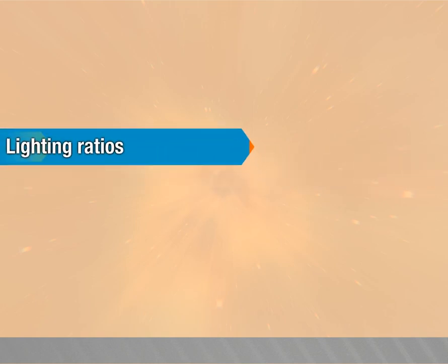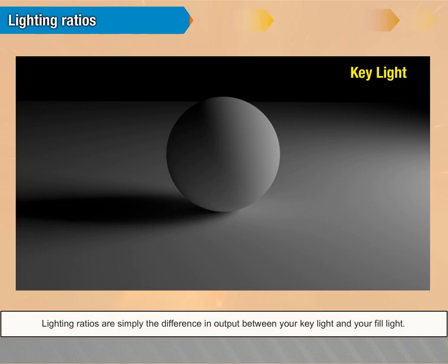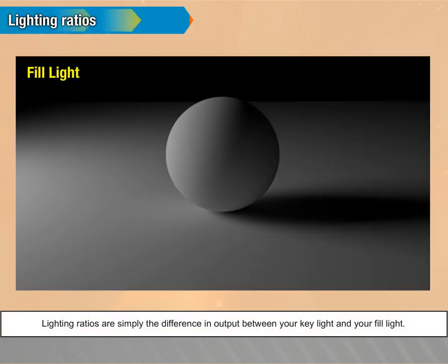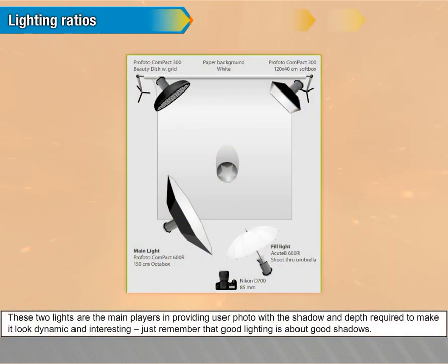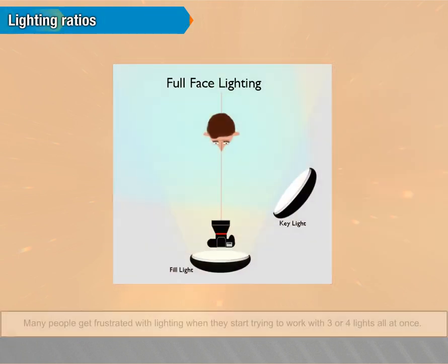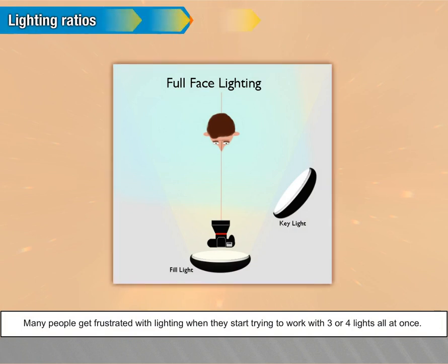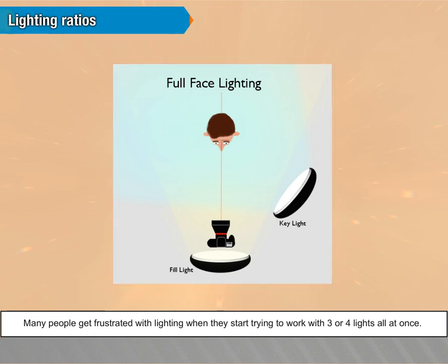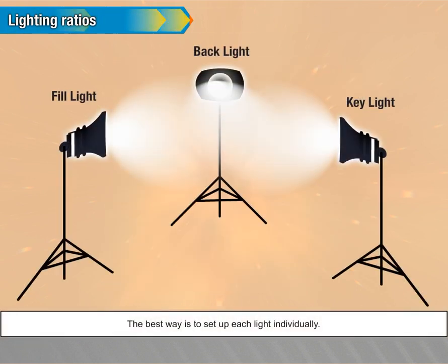Lighting ratios. Lighting ratios are simply the difference in output between your key light and your fill light. These two lights are the main players in providing your photo with the shadow and depth required to make it look dynamic and interesting. Just remember that good lighting is about good shadows. Many people get frustrated with lighting when they start trying to work with 3 or 4 lights all at once. The best way is to set up each light individually.